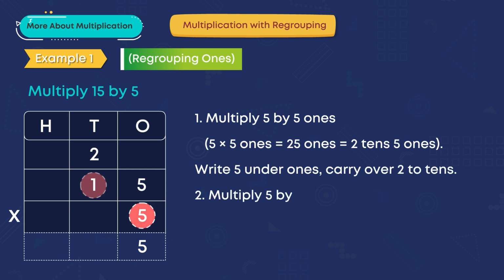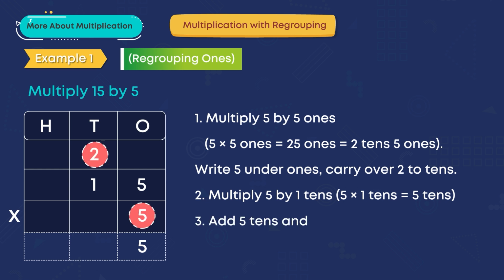Multiply 5 by 1 tens. 5 times 1 tens is equal to 5 tens. Add 5 tens and 2 tens carried over. 5 tens plus 2 tens is equal to 7 tens.